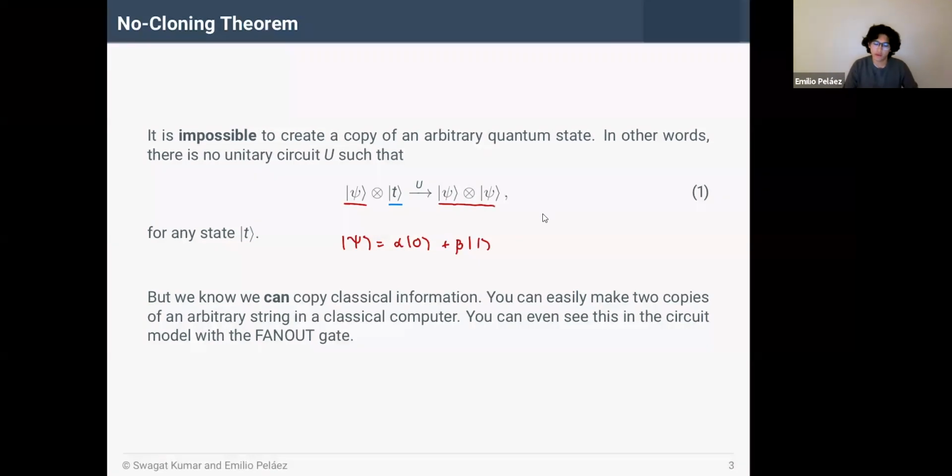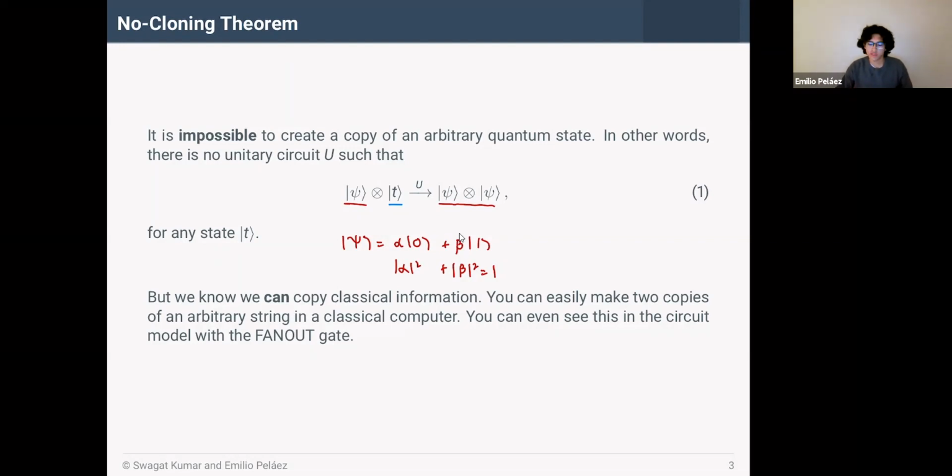So this theorem says that there is no unitary that can do this for any quantum state. So any combination of alpha and beta, obviously with the condition that they are normalized so that they are real quantum states. But we know that in classical information, we can easily copy a bit. There is the fan-out gate that gives us two copies of a simple bit. So there must be some type of restriction of quantum states that allows us to create some unitary that allows to copy, not clone, but copy some type of quantum states.